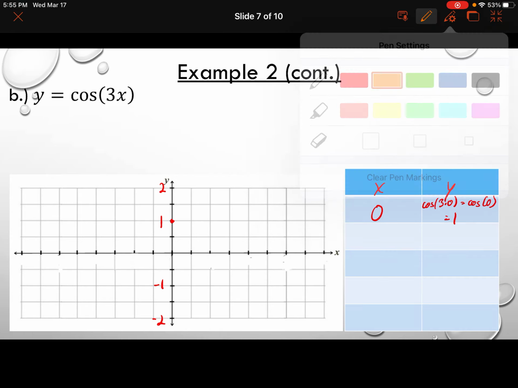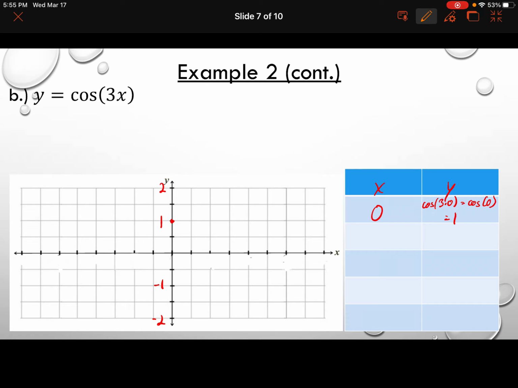Okay, now let's do our last point. Well, our last point is determined by how long our period is. Our b value is 3. So the period, once again, is 2 pi over b. So in this case, it would be 2 pi over 3. Okay, so this one's a little bit different. Our period this time ends at 2 pi over 3. So that is where our last point on our table will be, at 2 pi over 3. So let's plug it in, see what we get.